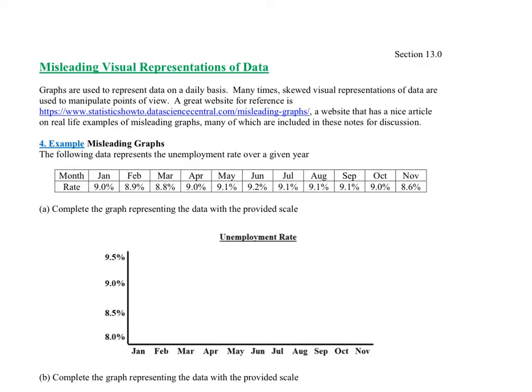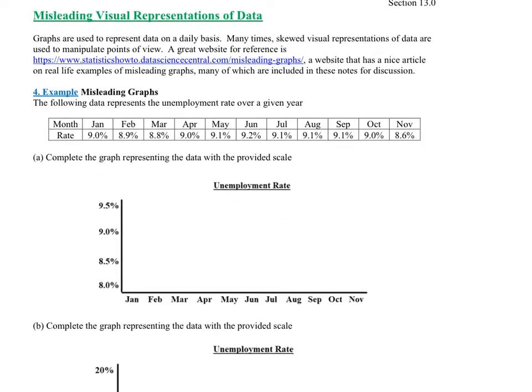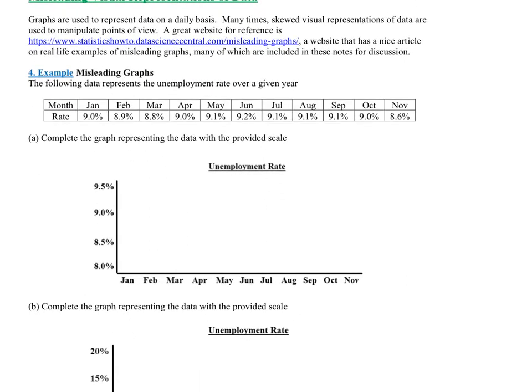All of these are real-world examples. So we're going to construct one together and see why it was misleading and what was done wrong. It says the following data represents the unemployment rate over a given year. Unemployment rate means what percentage of adults who could work are not working. Unemployment numbers are bad numbers. You do not want high unemployment rates. So what you're looking for is low numbers here.